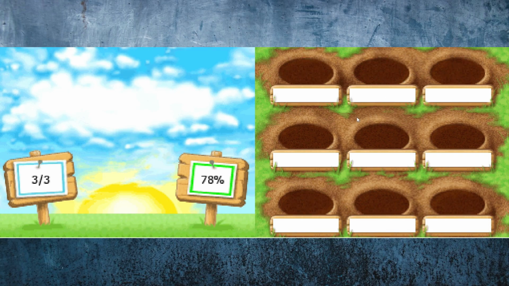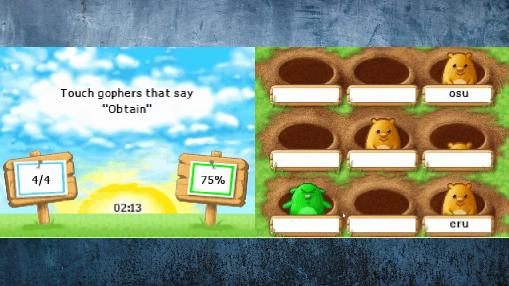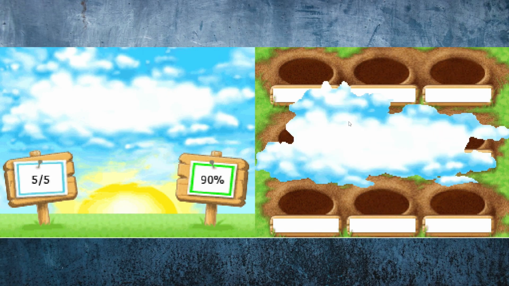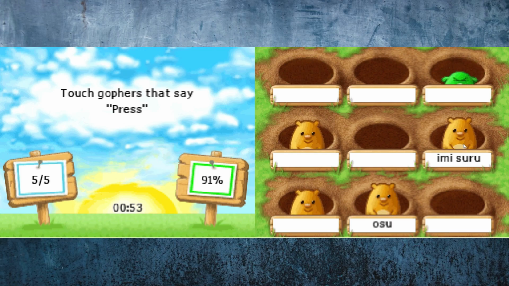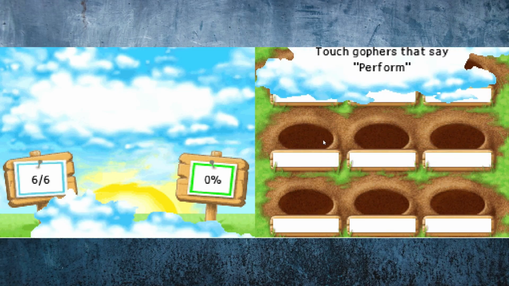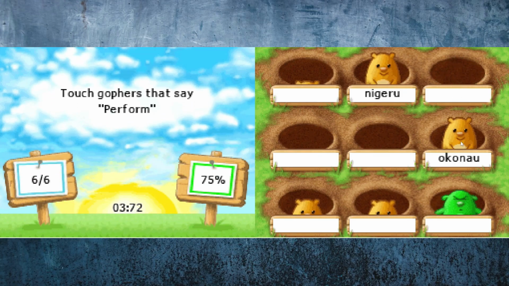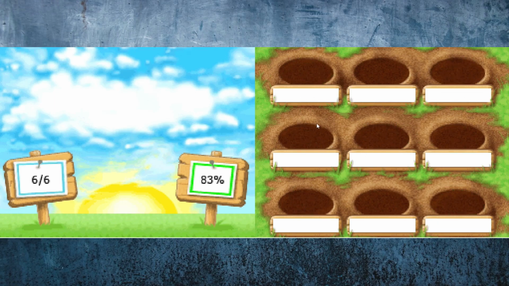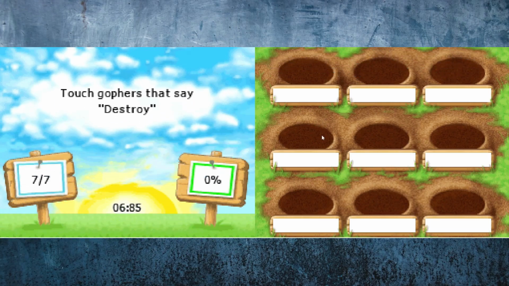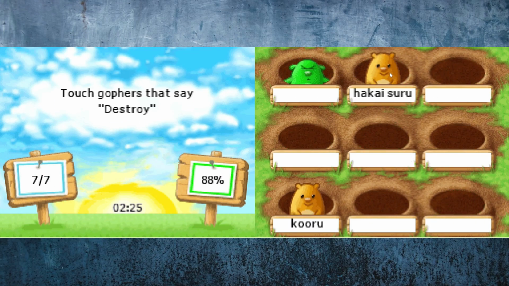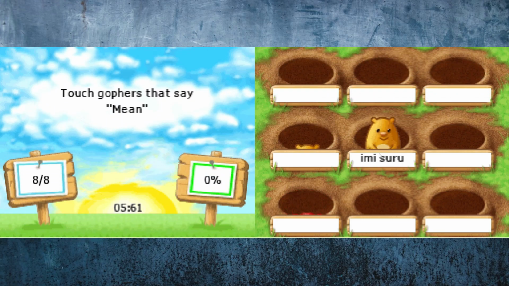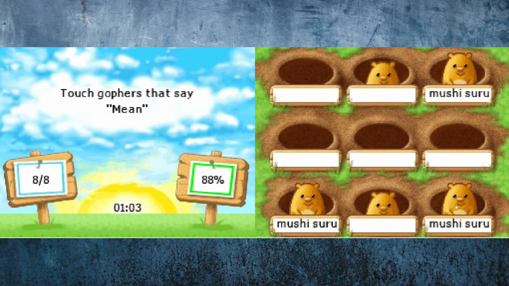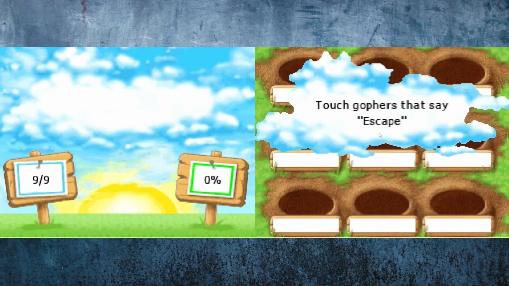Ooh. To obtain. Eru. To press is osu. To perform is okonau. Hakai suru. Imi suru. 意味する. Nigeru.